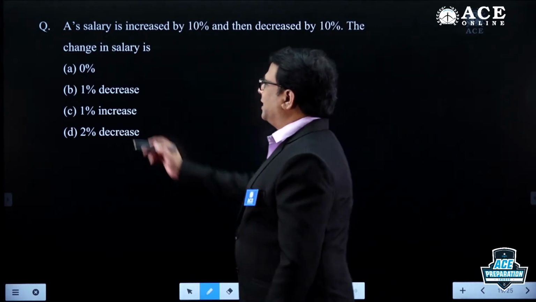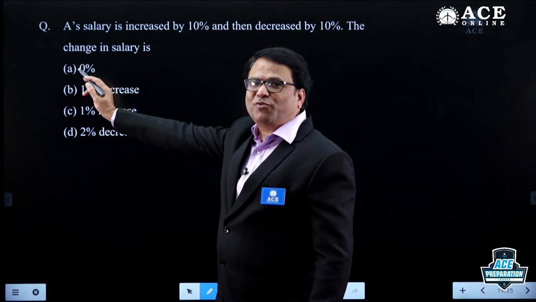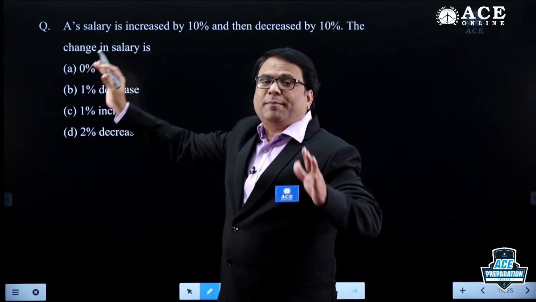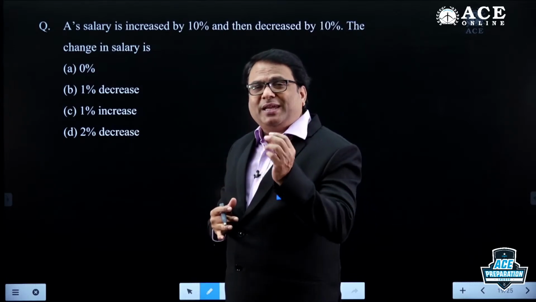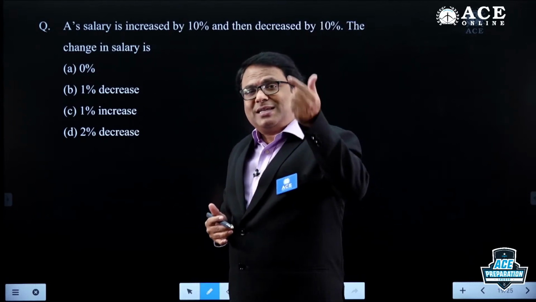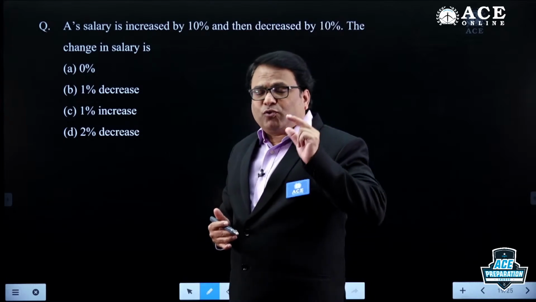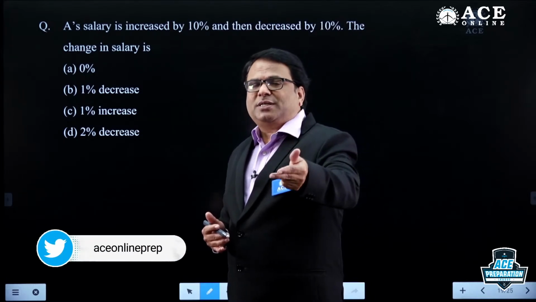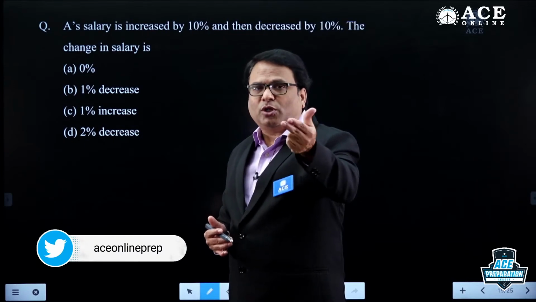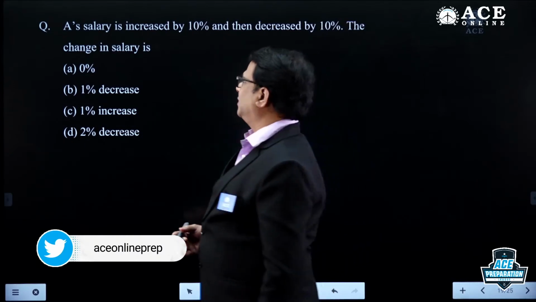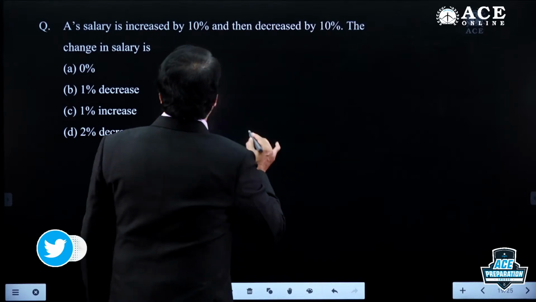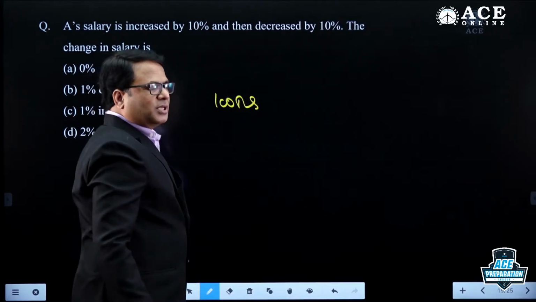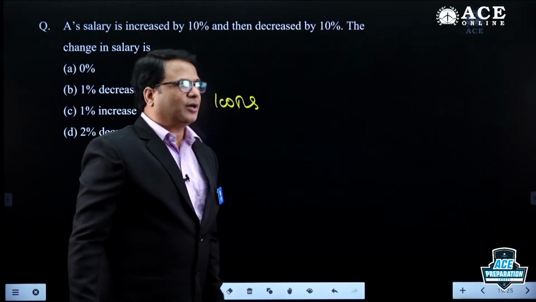Okay, so here 0% is also given. So some of you may take 0% as the answer, but that is very much wrong because this problem is a successive increase and decrease model. Whenever we calculate percentages, we calculate these percentages on the new numbers, not on the original. Now, let us assume the original salary of A as 100 rupees.